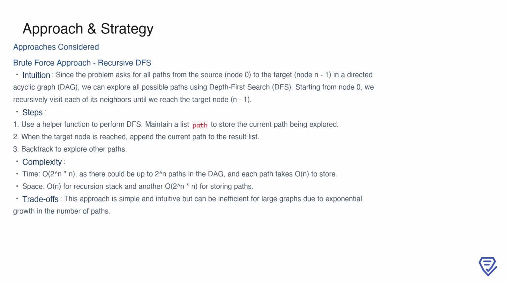After saving the path, we backtrack to explore other possible options. While this method is simple and intuitive, it has significant trade-offs. The time complexity is O(2^n * n), as there can be up to 2^n paths in the graph, and storing each path requires n operations. The space complexity is also high, with O(n) for the recursion stack and additional memory for storing all paths. This approach, while conceptually straightforward, can become inefficient for larger graphs where the number of paths grows exponentially.